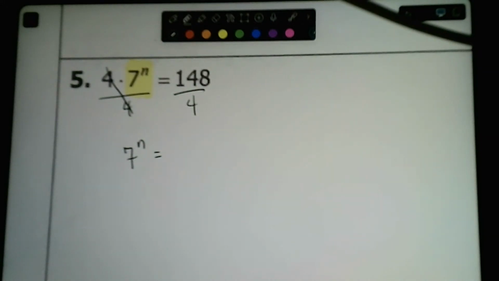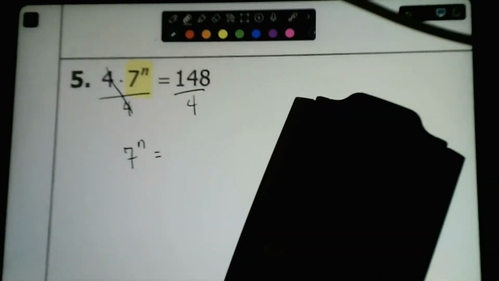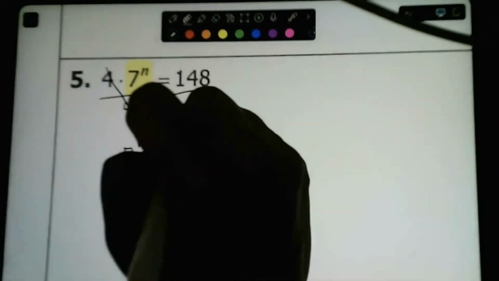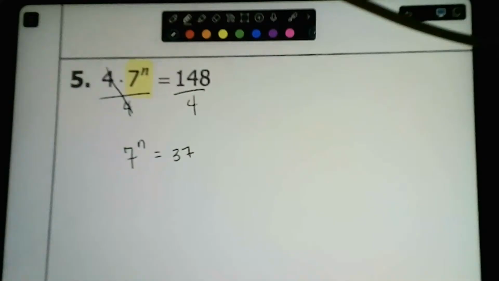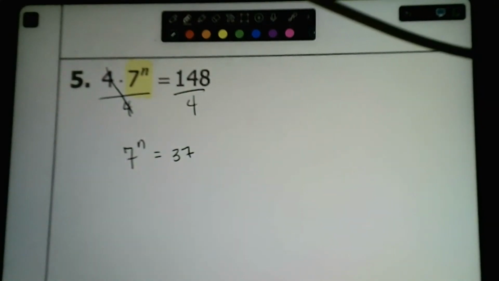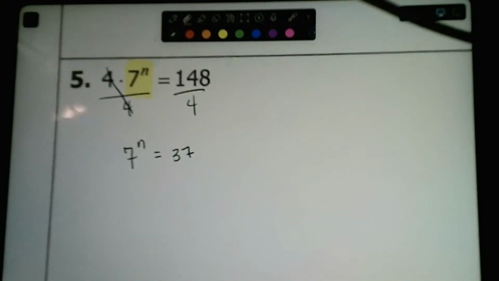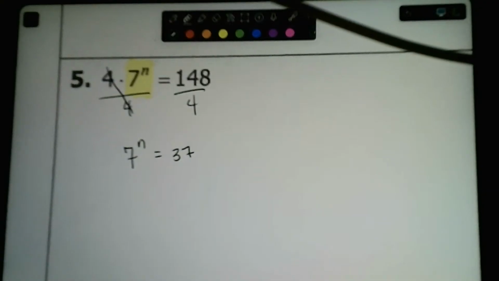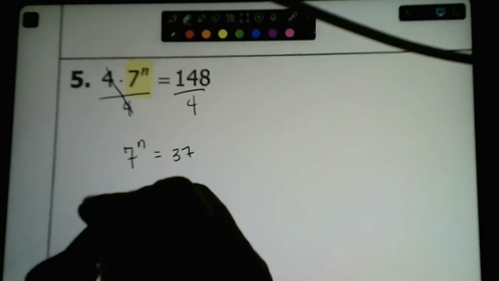Like 30.7, which you can't see. My calculator's not bright enough. Oh, that did not help at all. 37. And then I'm going to take the log of both sides.